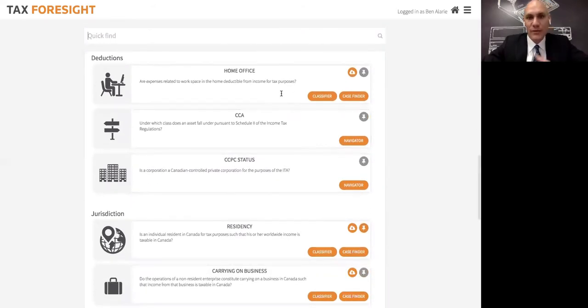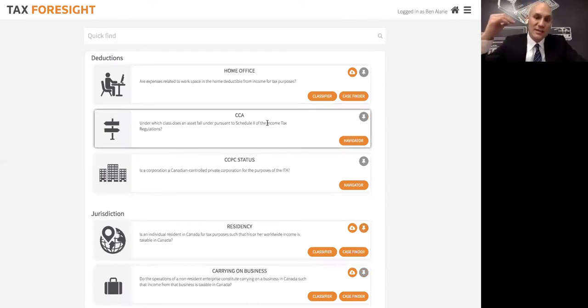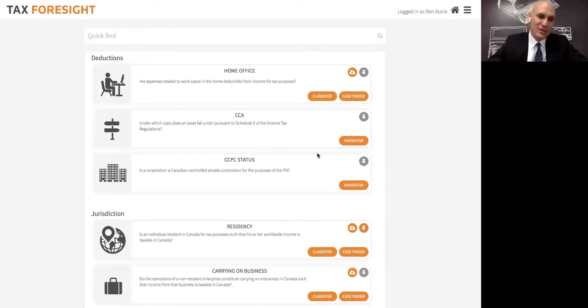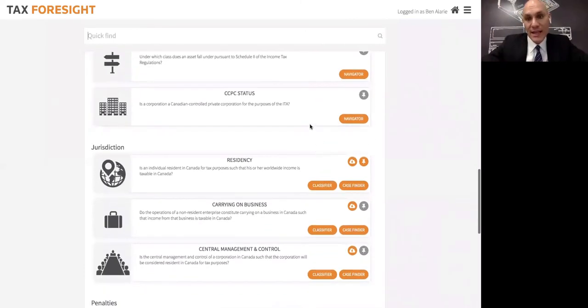On the deduction side, we've got home office, classifier, case finder, capital cost allowance, navigator. So this is very cool. You answer a series of questions and it will tell you which class of property your asset likely lands under in the regulations. You may answer as few as 5 or as many as 20 questions, and it works through the logic of the regs and will take you to a predicted class, and then you can go and double check and make sure that it satisfies that class.